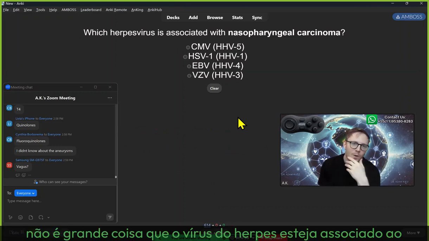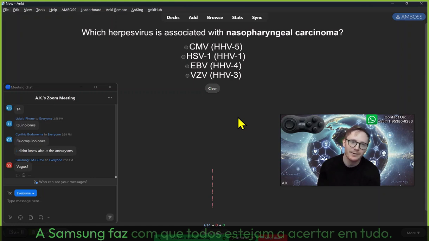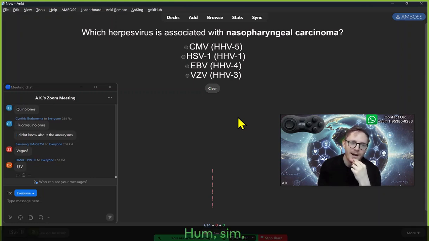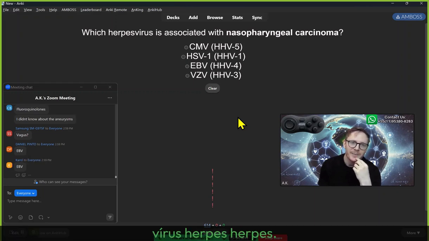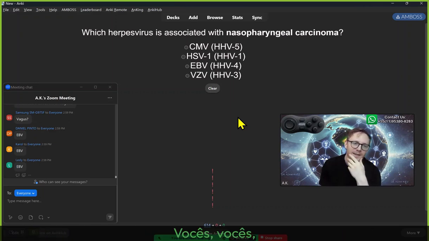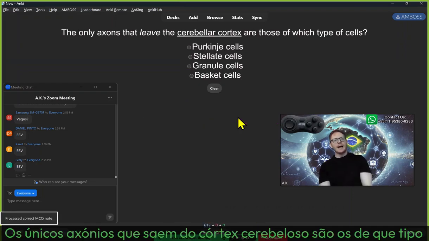Which herpes virus is associated with nasopharyngeal carcinoma? Samsung killed it. Everybody's getting everything right. So which herpes virus is associated with nasopharyngeal carcinoma? Yeah, Epstein-Barr virus. Epstein-Barr virus is a herpes virus. CMV is a herpes virus. You guys already know that because you know everything. Epstein-Barr virus. All right, let's try it. Nice. The only axons that leave the cerebellar cortex are those of which type of cells?